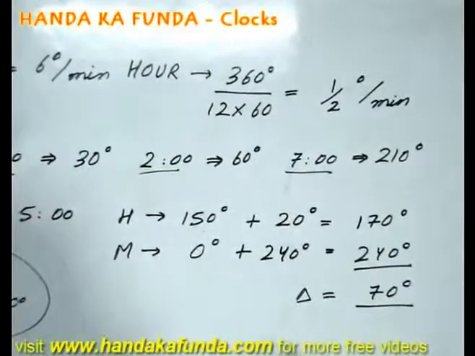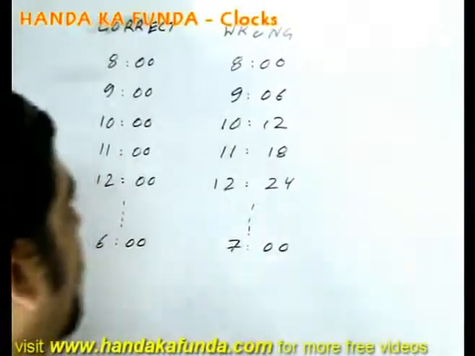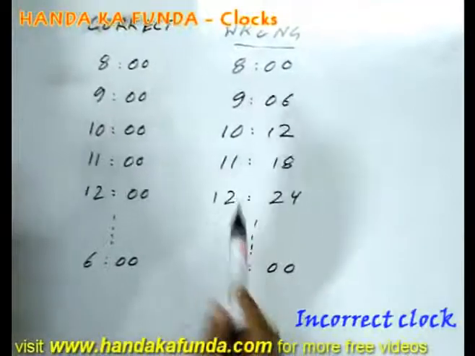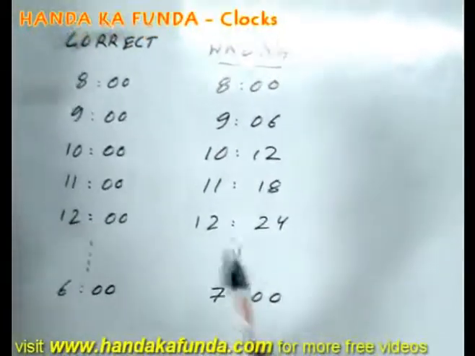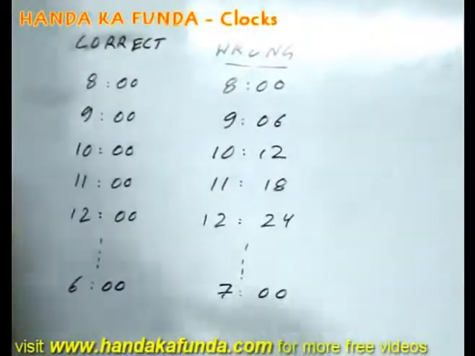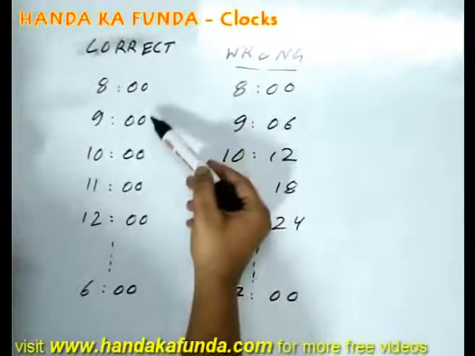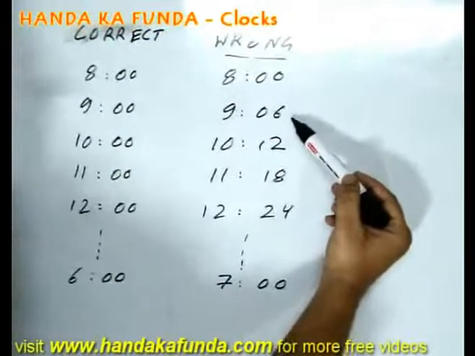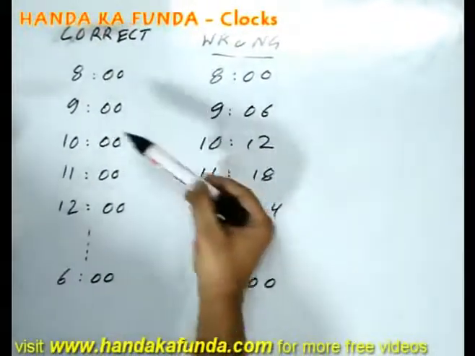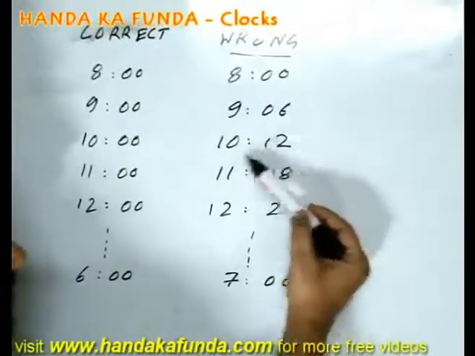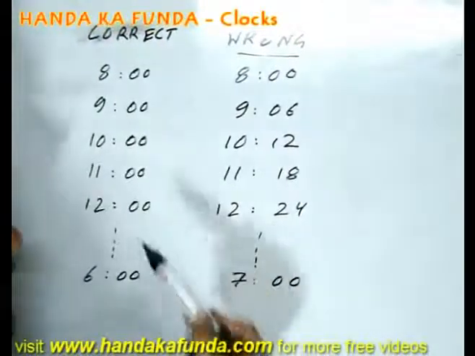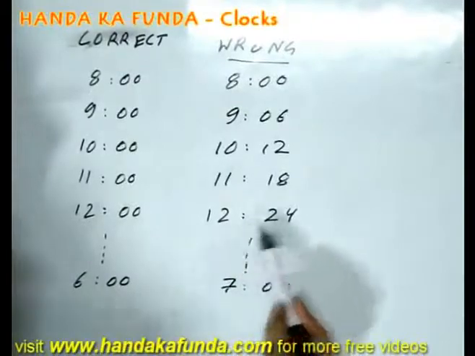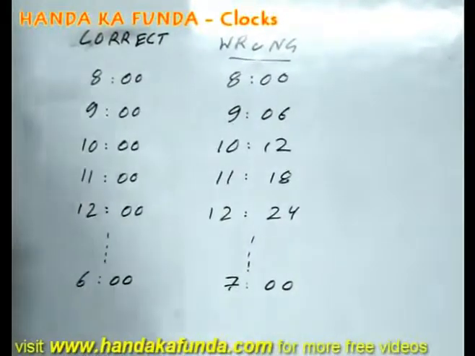Let us say we have a wrong clock which gains 6 minutes in every hour. That is, when the correct clock moves 1 hour, it moves 1 hour and an extra 6 minutes. So when the correct clock goes from 8 o'clock to 9 o'clock, it will go from 8 o'clock to 9 o'clock and 6 extra minutes. In 2 hours, that is from 8 to 10, it will gain 12 extra minutes, or it will show 10:12. In 4 hours, that is at 12 o'clock, it would have gained 4 hours and 24 minutes extra, that's why it will show 12:24.